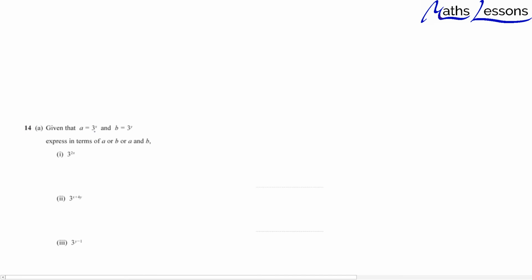Okay, so we're given that a is 3 to the x and b is 3 to the y. So we've got to try and turn these into a's and b's. Now you've got 3 to the 2x, and we know that a equals 3 to the x. These are very similar already, so we've got to find a way of writing this so that it looks like 3 to the x.